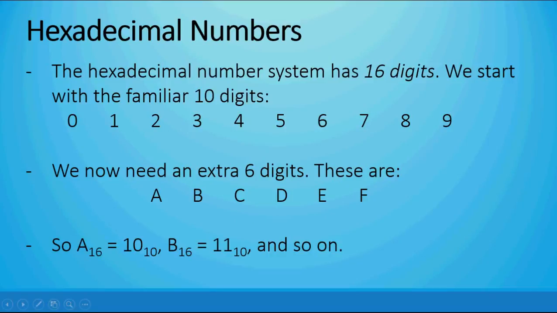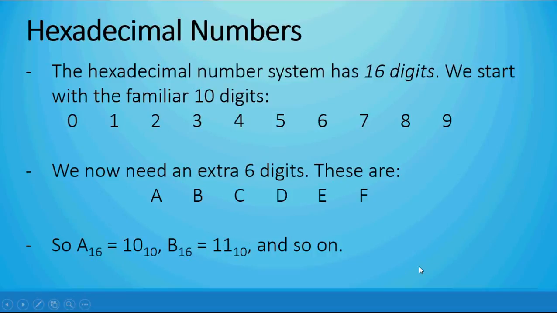So just to clarify, counting, we go 0, 1, 2, 3, 4, 5, 6, 7, 8, 9, A, B, C, D, E, F, and then 10. 10 in hexadecimal is 16 in decimal. And then 11, 12, and so on. And counting in hexadecimal tens, it's 10, 20, 30, 40, 50, 60, 70, 80, 90, A0, B0, C0, D0, E0, F0, and then 100. You get the idea. And so A is 10, B is 11.